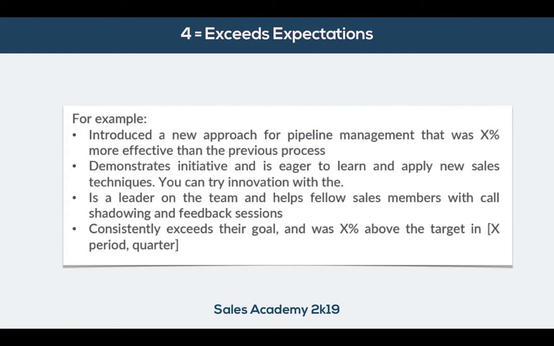And type of member number 4 is the one who exceeds expectations. So this is the member who has introduced some new approach for pipeline management that was better than the old one, demonstrates initiative and is eager to learn and apply new sales techniques, is a leader of the team and helps fellow sales members with call shadowing and feedback sessions, and consistently exceeds their goal.